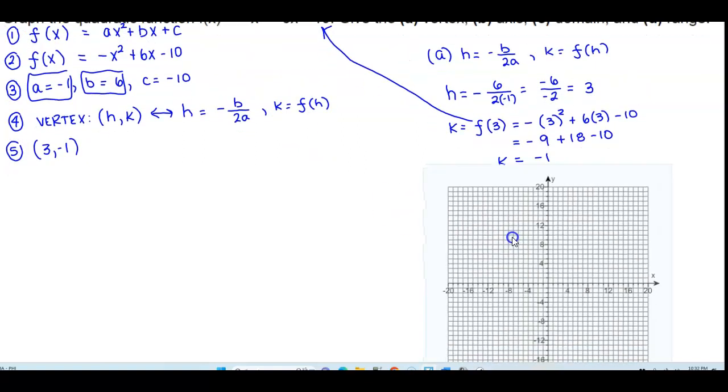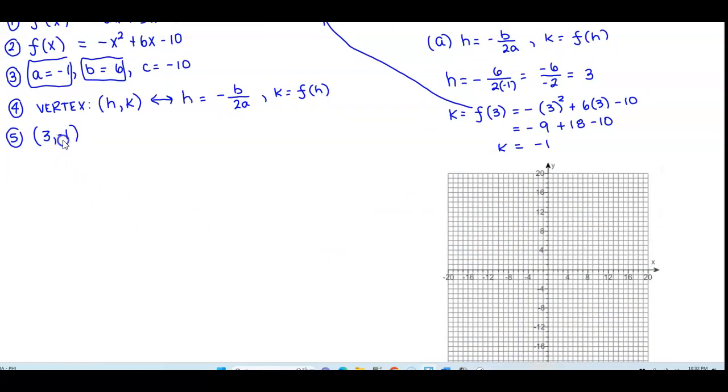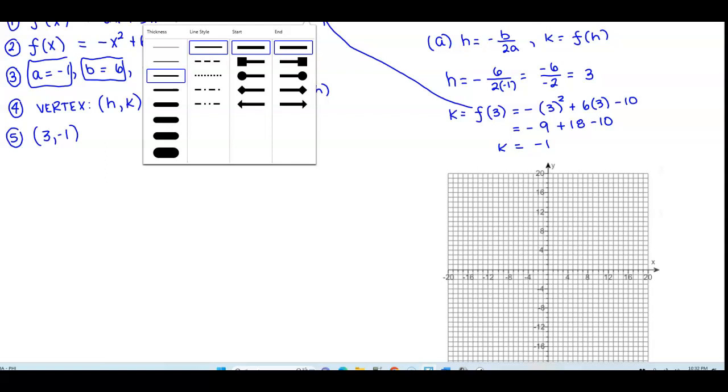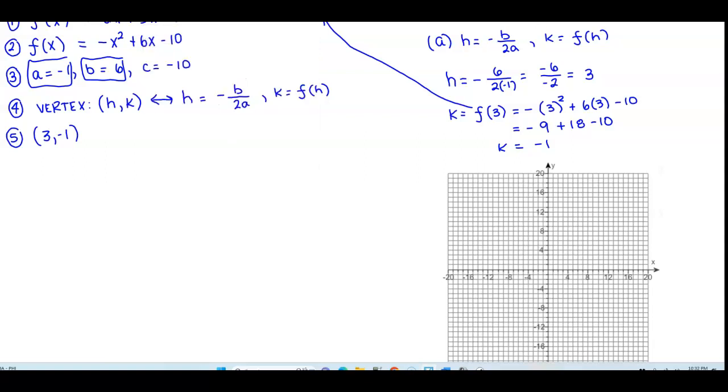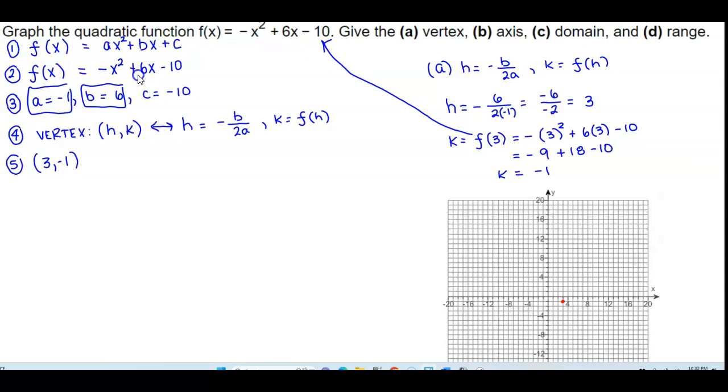Here we have our graph, and the first thing we're going to do is identify where the vertex is. The vertex is located at 3, negative 1. Let's plot that point: over to the right 3 and then down 1. So there is the vertex. Now we also need to know the value of a in that function. The value of a is negative 1, and since it's less than 0, we know it's going to open down.